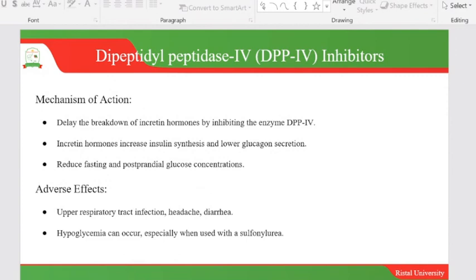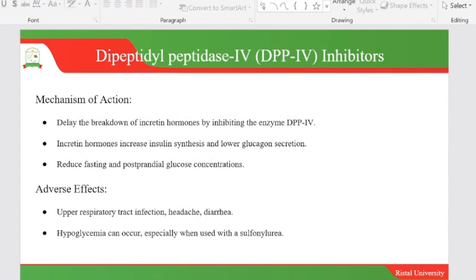Then they also reduce fasting and postprandial glucose concentrations. Because they delay the breakdown of incretin hormones, they will lead to a reduction in the fasting and the postprandial glucose concentration. When we talk about postprandial glucose concentration, we are referring to the glucose concentration after someone has taken a meal. So the glucose concentration both when the person has stayed long without a meal or has just taken a meal is minimized to make sure that there are no effects in the body.